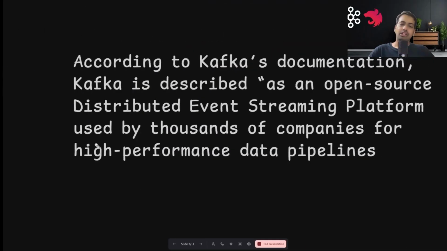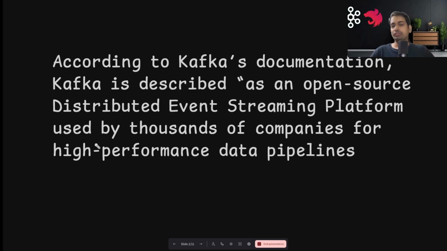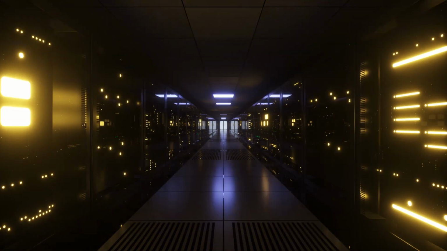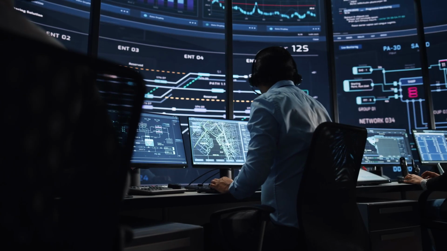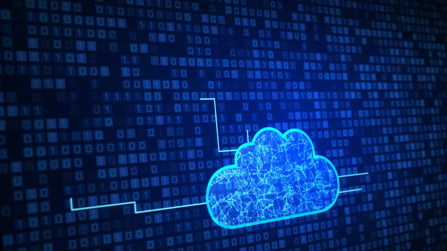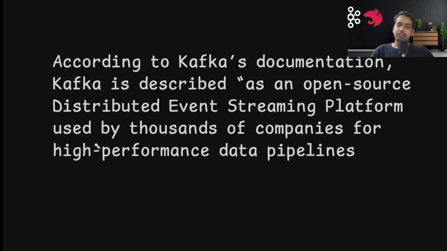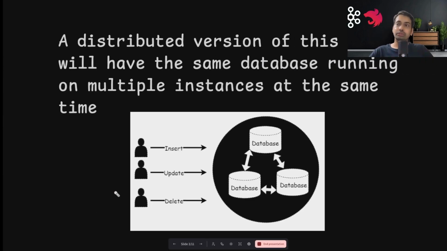So what is Kafka? According to Kafka's documentation, Kafka is described as an open source distributed event streaming platform used by thousands of companies for high performance data pipelines. We can describe Kafka in 3 words: distributed, event driven, and streaming platform. First of all, it is distributed. So what does distributed mean?